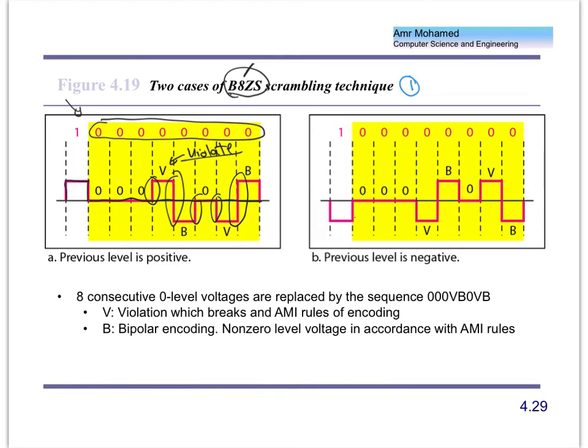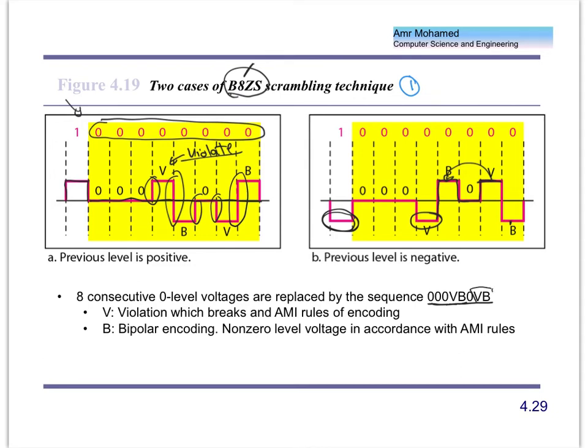So if the first one was actually negative, then again the substitution is the same: 0, 0, 0, and then violate, which means that this voltage level will be similar to this, and then bipolar, which means that we go the opposite polarity, and then 0 stays 0, and then violate again, which means that this voltage will be similar to this, and then bipolar. So it's 0, 0, 0, VB, 0, VB.